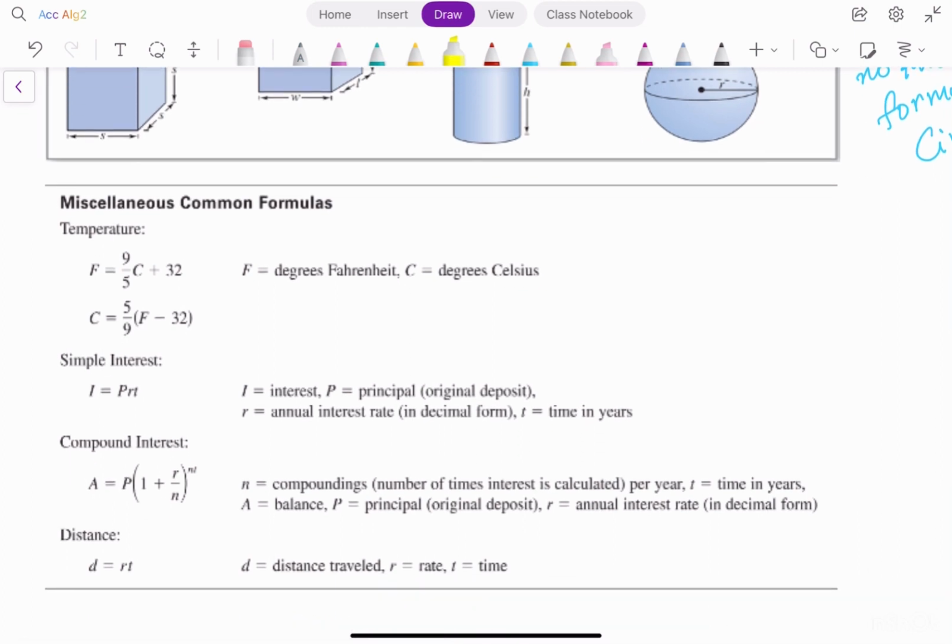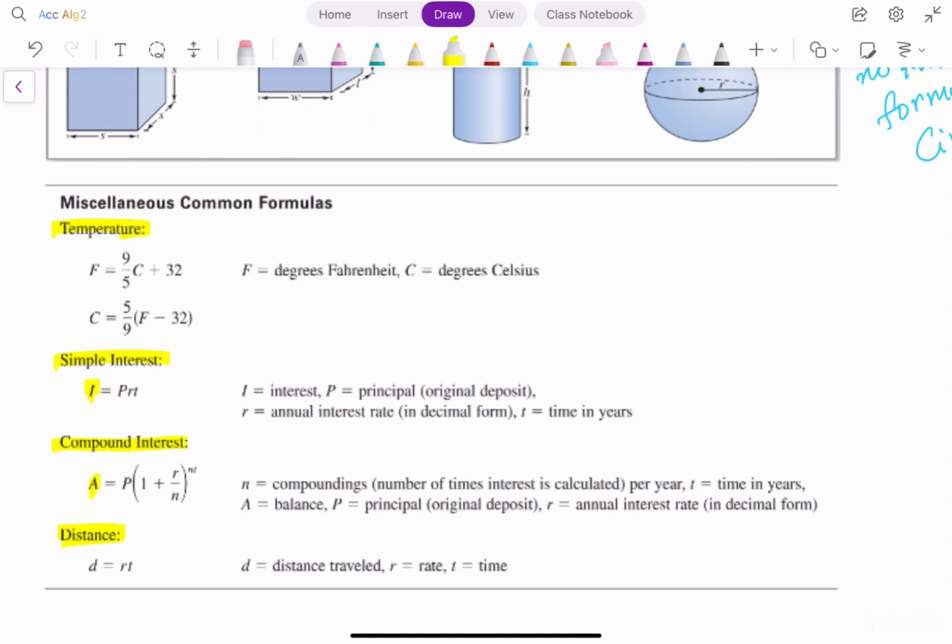Okay, keeping this in mind, there are certain other formulas that are very useful. For example, for temperature we use Fahrenheit or Celsius. Then we have simple interest, compound interest, and distance. Simple interest, it says interest, so it is just the interest: principal times rate times time. When we are talking about compound interest, we are talking about A as the balance.